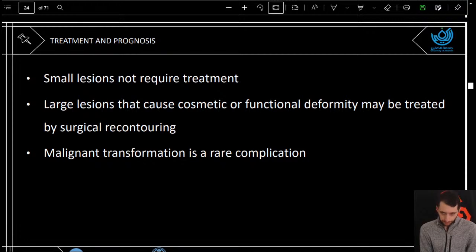Talking about the first stage, if it is a small lesion, then there is no need for adjustment, no need for treatment.